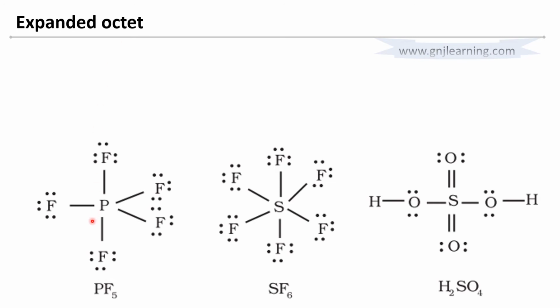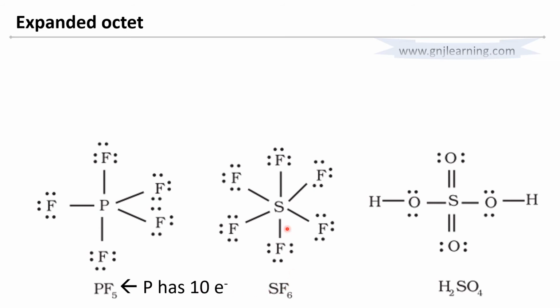As you can see, there are three examples: PF5, SF6, H2SO4. So expanded octet means more than 8 electrons for the central atom. In the case of phosphorus, if you count the number of electrons, starting from here 1, 2, 3, 4, 5, which means that there are 10 electrons shared by phosphorus. 10 electrons means it is more than an octet. So phosphorus has 10 electrons.